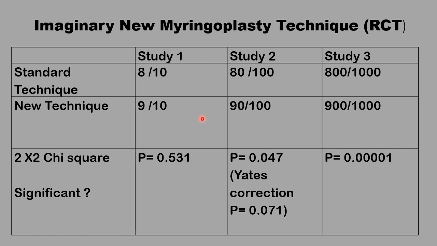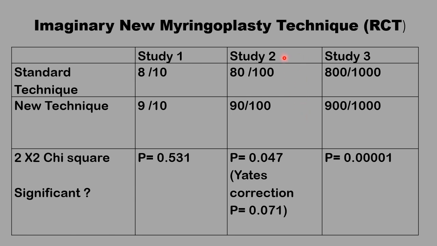treated 10 patients with the standard technique and 10 other patients with the new technique, and indeed his results were 90% with the new technique compared to 80% with the standard technique. That's in reality just one more patient who had better results with the new technique. I'm not so sure that the new technique is actually much different than the standard technique in terms of results. And we ran a 2x2 chi-square test, and the results were insignificant. So there isn't much difference between the two groups that can be demonstrated by this study, as the p-value was 0.531.